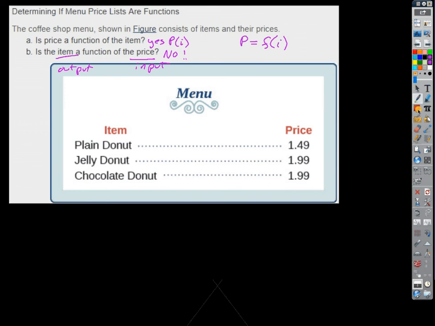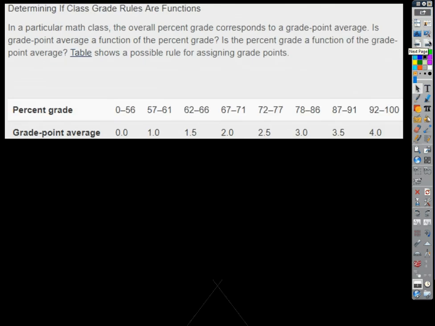How about something like that? It looks pretty normal. It's telling us if your percents fall in these ranges, say we're rounding to the nearest percent, these are the grade point averages associated with them. So is grade point average a function of the percent grade? This is the question we're looking at right now, underlined in orange.